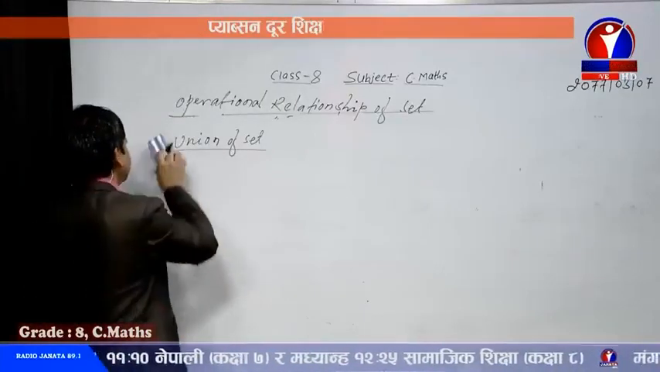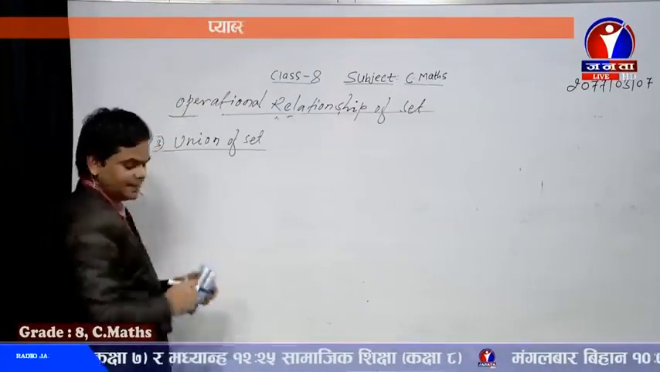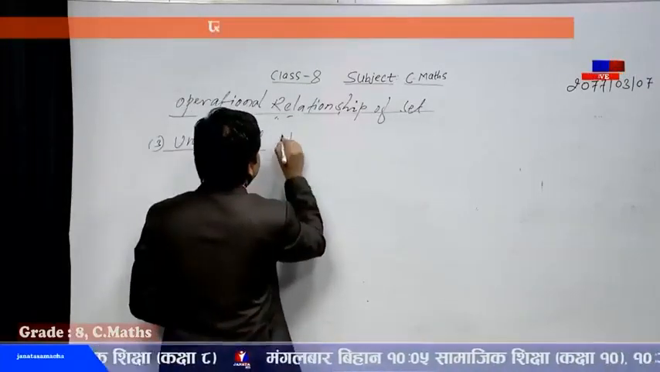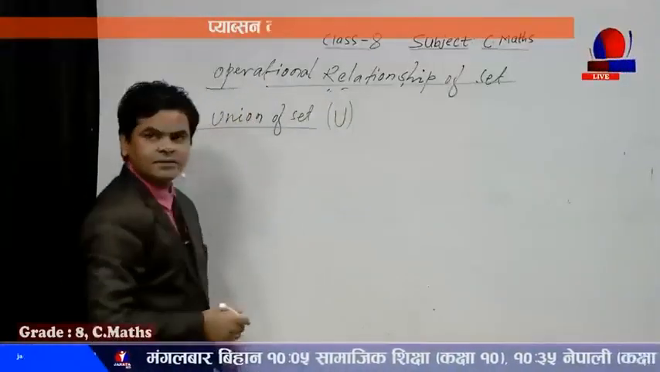This is third number, dear students. Proper, improper, and to this one I am giving third number. Union of set means what? We denote it by this U sign, isn't it?